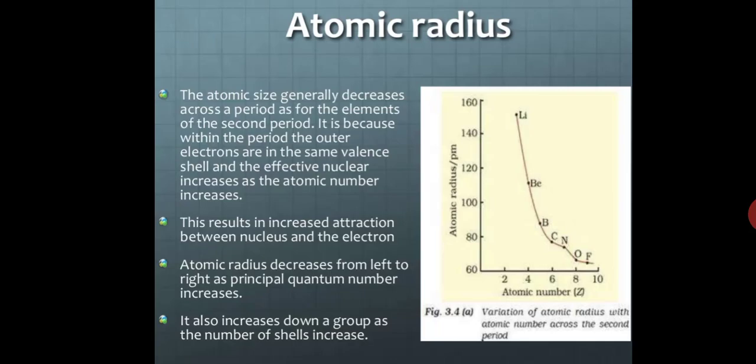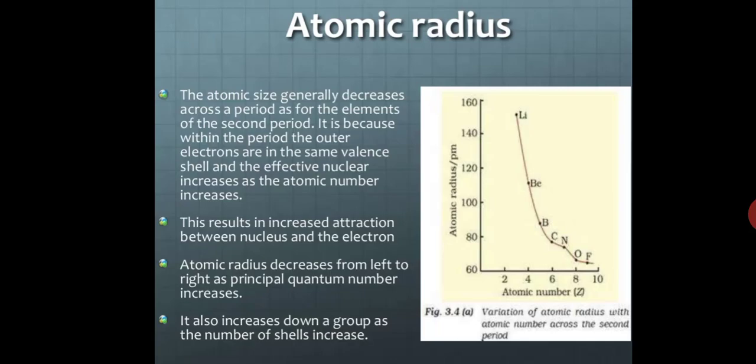It is slightly, very slightly more than that of carbon, and less than that of oxygen. Definitely it is less than that of oxygen, no doubt about it, because when you move from left to right, the atomic size is decreasing. Here you find a little bit. Again when you go to neon, the atomic size is increasing. Why?